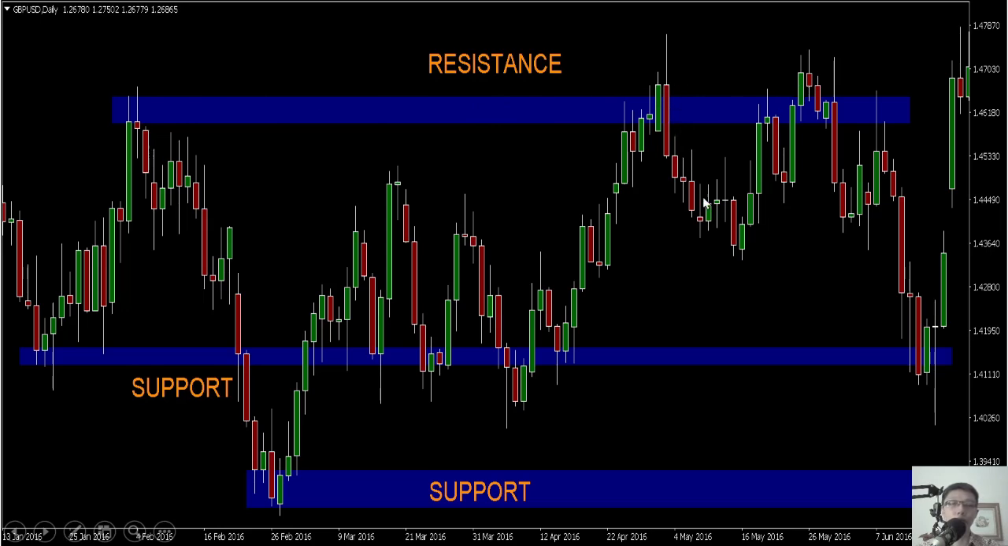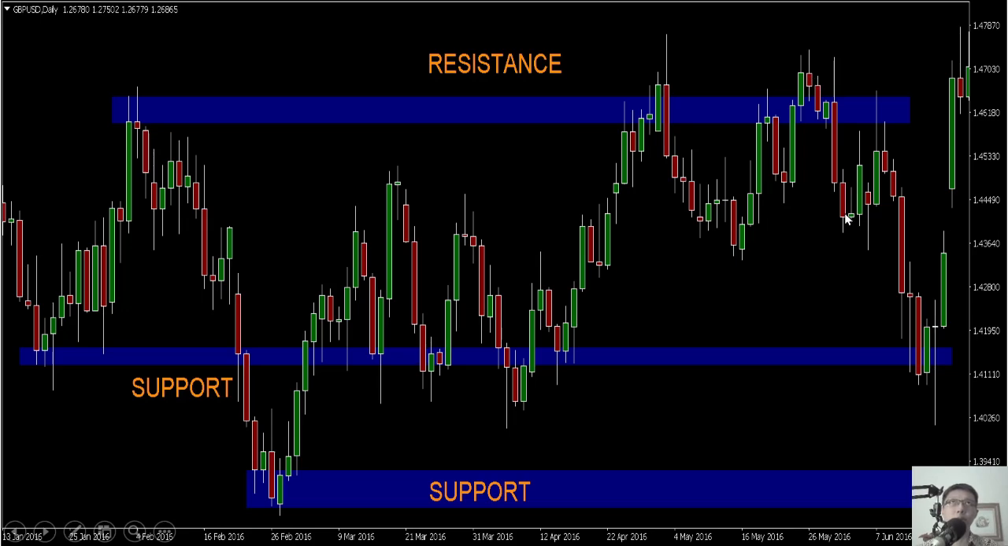So sellers come in, fail, and buyers go up, push the price up until this area, break above this. Many retail buyers think that this is a very good momentum to buy. But what happened? Once again, sellers push the price to the downside.